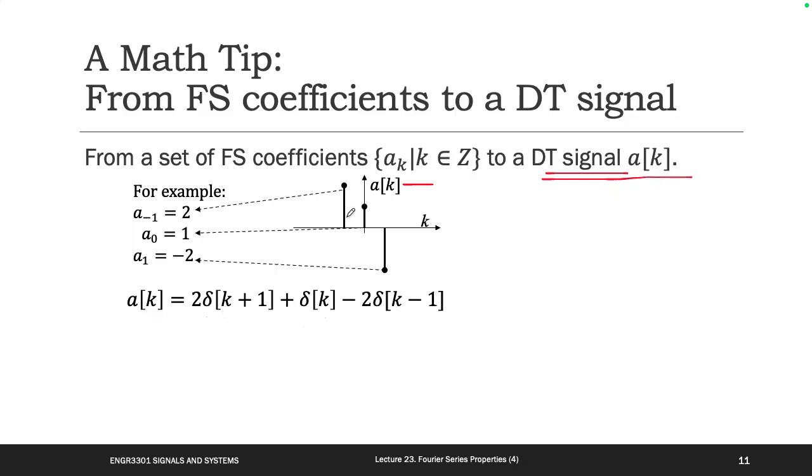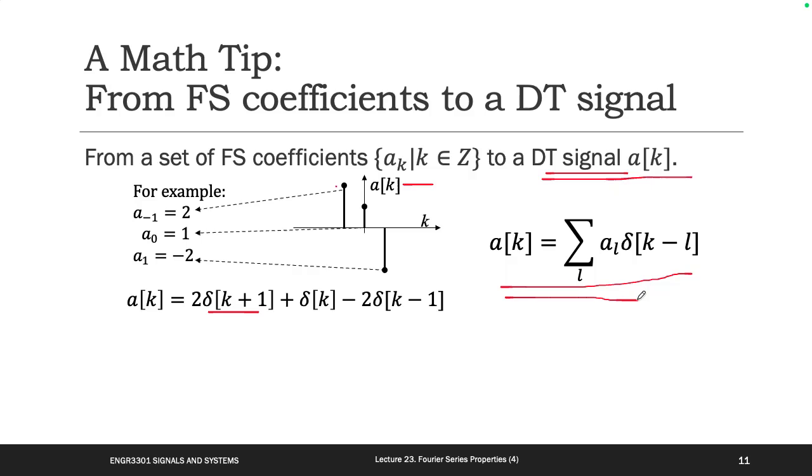Do you know why? Because you can see here, if it is 1, which means K equals -1, am I right? And it will be 2. And here, K equals 0, it is 1. K equals 1, it is -2. Okay, and then you can see we can represent the FS coefficient with a DT signal. That makes sense to you?